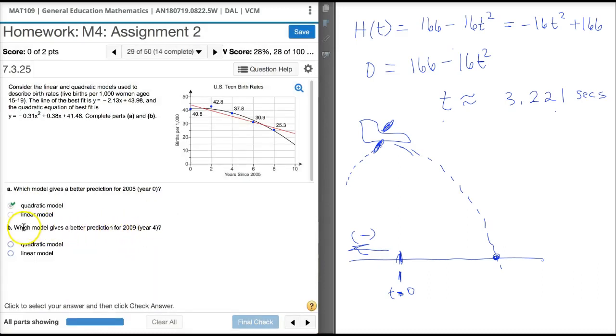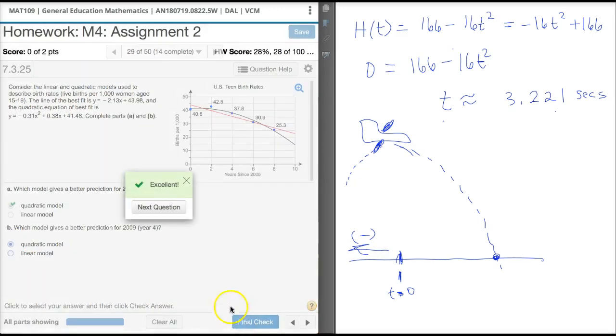Now, when we look at the year 2009, which would be 2005, 7, 9, yes, this is 4 years after. Here this is the linear model, and of course, the black is the quadratic model. Again, it looks like the quadratic model is doing a better job of modeling what's going on.